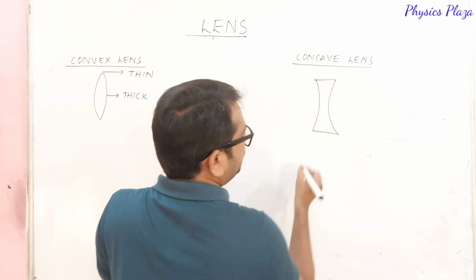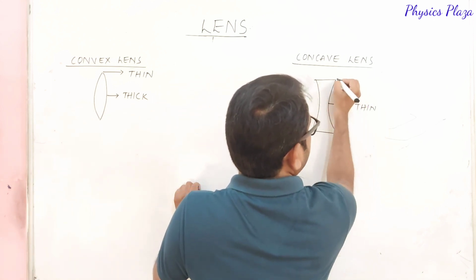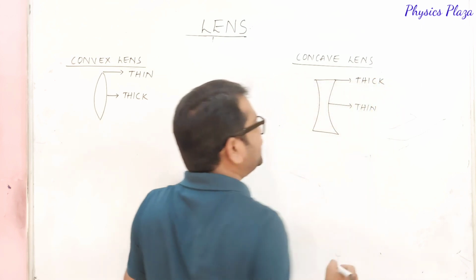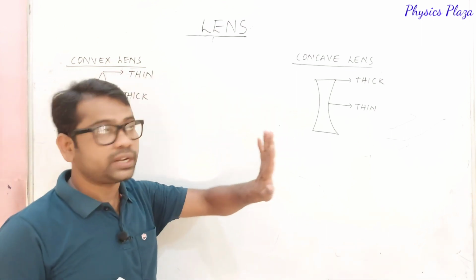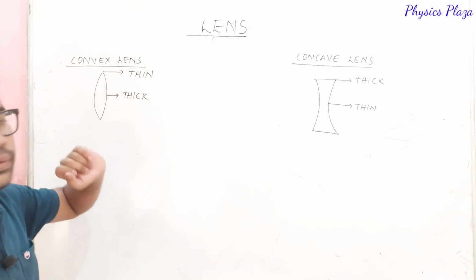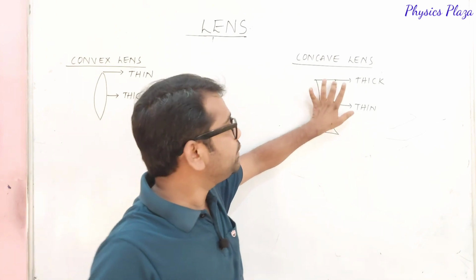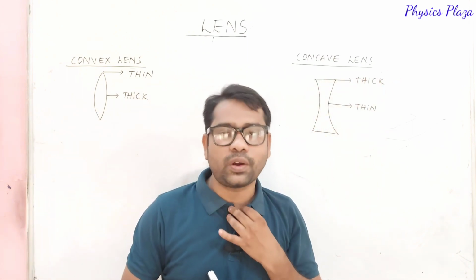Now look at here, children. Concave lens, in the middle it is thin, whereas at the edge it is thick. So children, this is a basic difference between a convex lens and a concave lens. A convex lens is thicker at the middle, thinner at the edges, whereas a concave lens is thinner at the middle, and at the periphery it is thicker. This is the main difference between the convex lens and the concave lens.